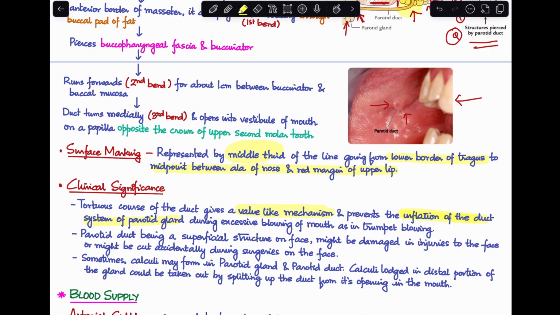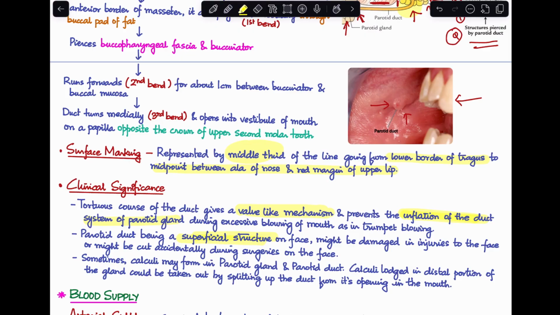Second, this parotid duct is actually a very superficial structure on the face. So, in injuries to the face, it is very easily cut accidentally, even during surgeries of the face. The parotid duct is a very superficial structure, and it is more prone to damage in cases of injuries or any surgeries on the face.